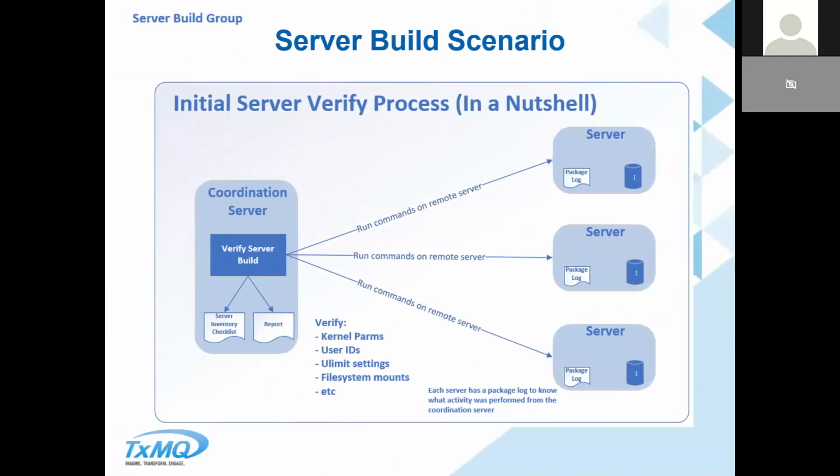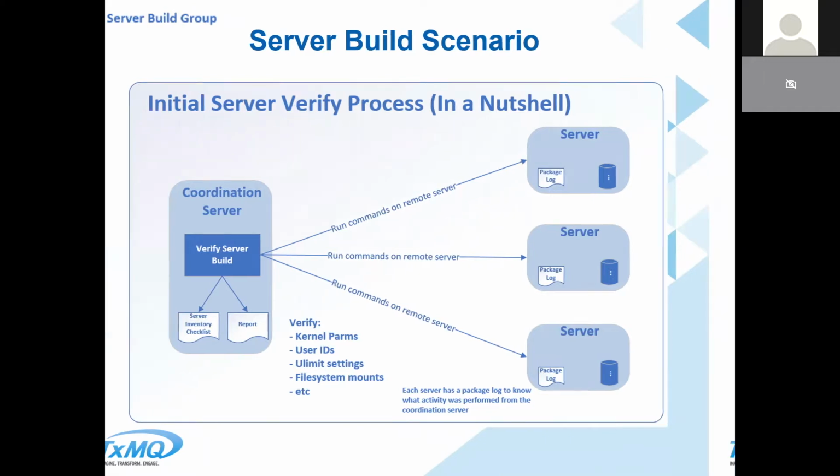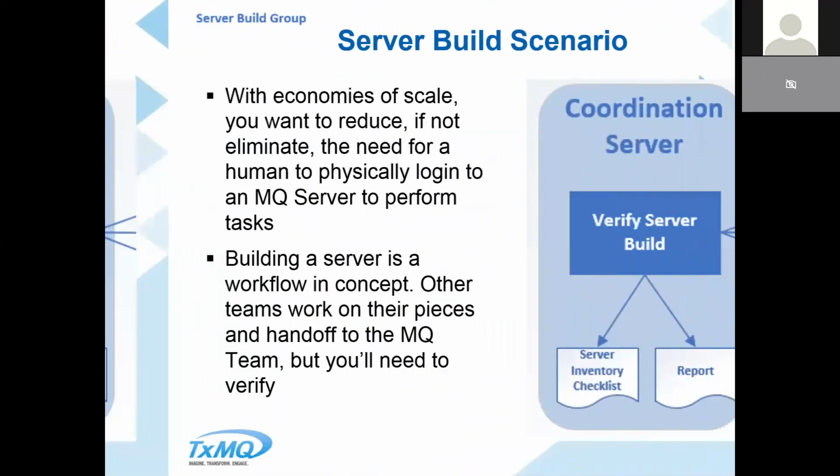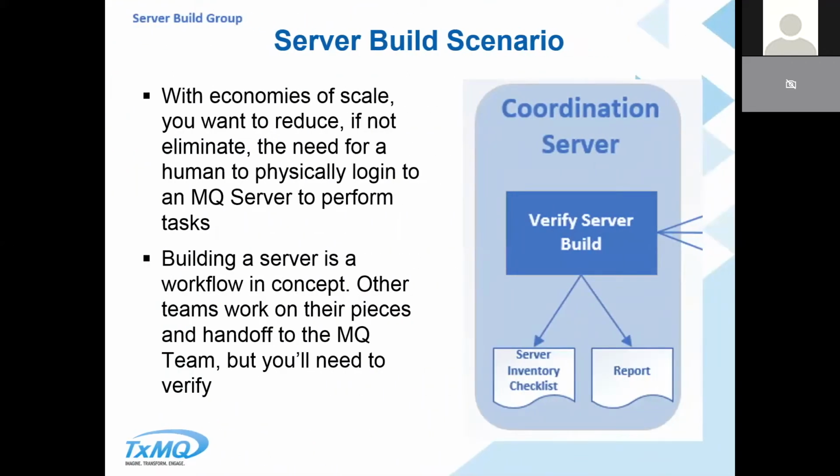From the coordination server, it could ask a question of these servers, hey, give me information about your kernel parms, and it could return that in a report format for a human to review. Now, as an example here, with economies of scale, you want to reduce, if not eliminate, the need for a human to physically log into each machine. So that's why the coordination server is really important.